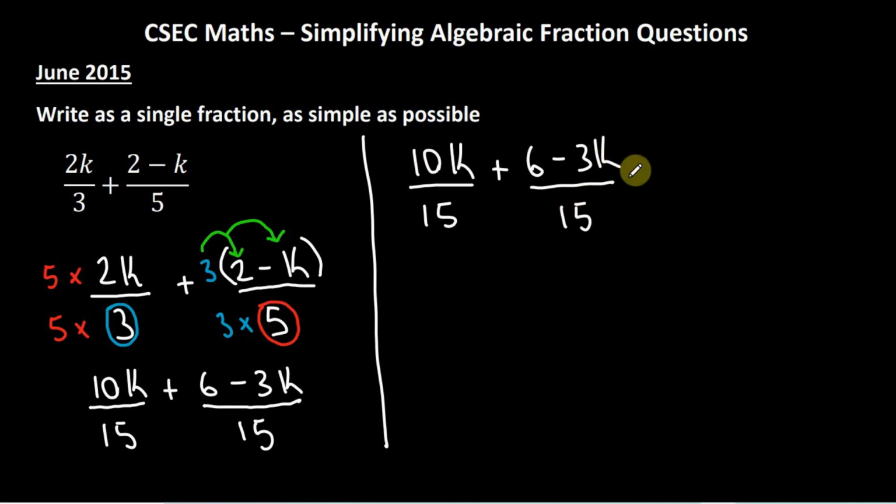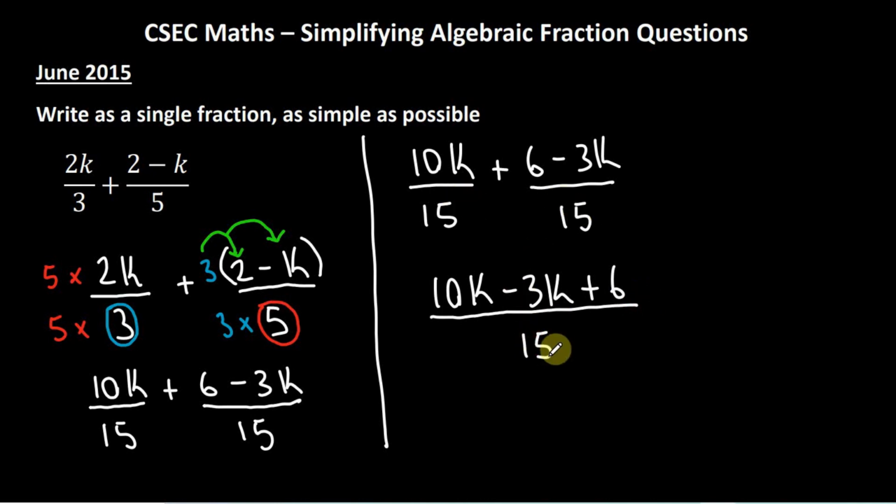Now both fractions share the same denominator, so I can combine both fractions. So it's 10k. And what I'll do here, I'll just group like terms together, right? So both 10k and minus 3k are like terms. And when you're carrying something, you carry the sign that is in front of it. So it's minus 3k, right? Then I'll have this plus 6 here divided by the common denominator, which is 15. And then I can simplify this some more. So 10k minus 3k is 7k plus 6 divided by 15. And this will be our solution here.